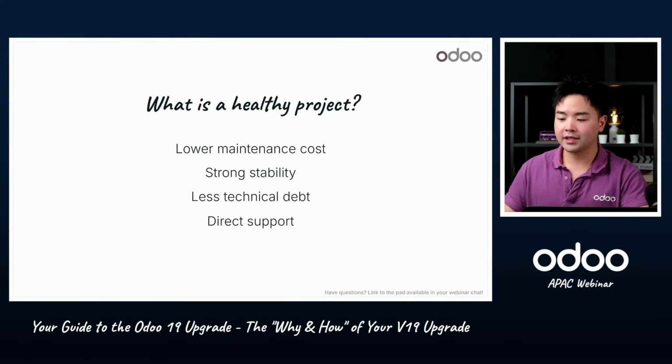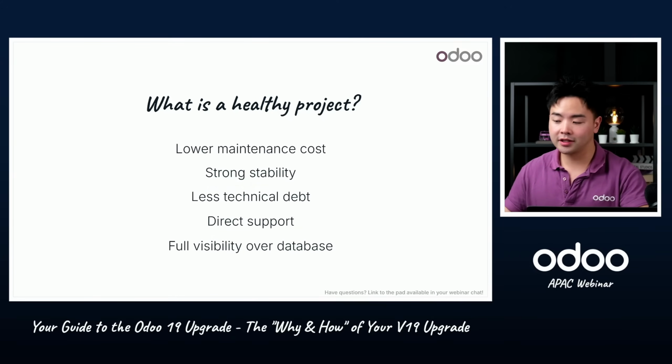Direct support is another aspect of a healthy project. This is when you can have our Odoo support team help you directly on your system, instead of having to rely only on explanations of issues. When our support team can offer direct support, they can tell you more if an issue is coming from the database itself or the platform it's hosted on. And lastly, full visibility over a database. There are too many times when users or customers don't have full control over how their database is managed. So it's considered healthy when you can control not just the database, but the full project itself.